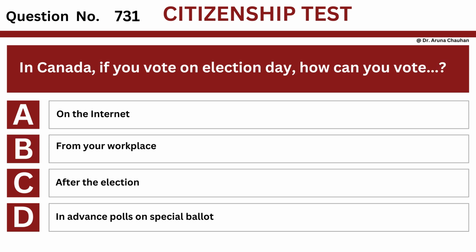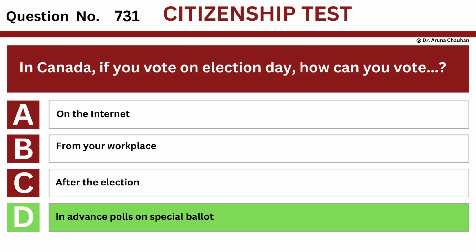Question number 731. Question: In Canada, if you vote on election day, how can you vote? Option A, on the internet. Option B, from your workplace. Option C, after the election. Option D, in advance polls on special ballot. The answer is option D, in advance polls on special ballot.